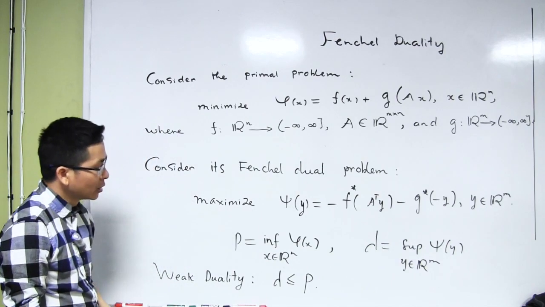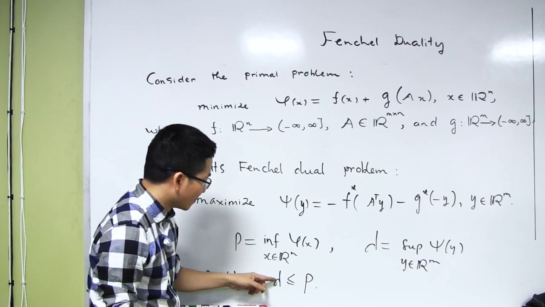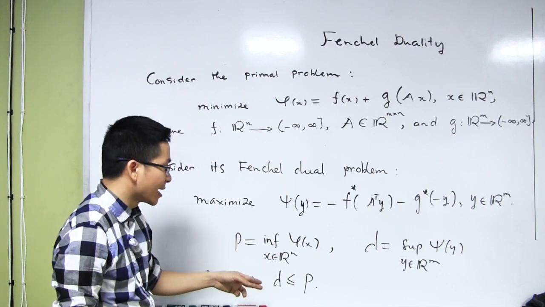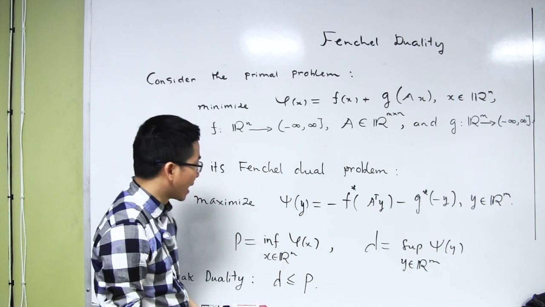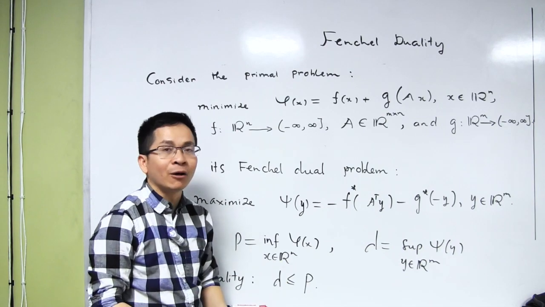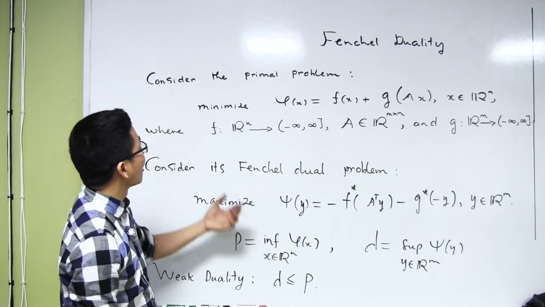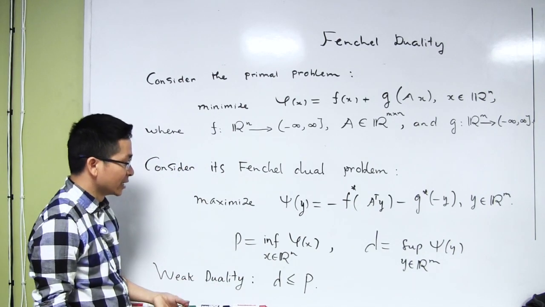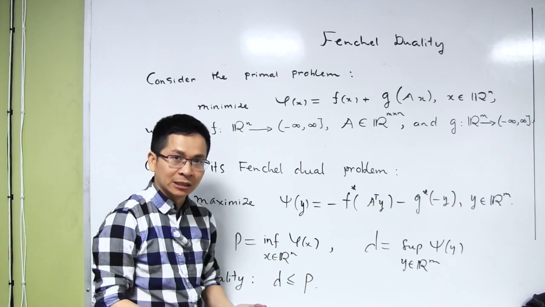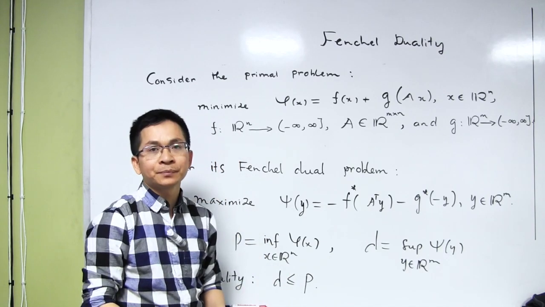And last time we proved the weak duality theorem, saying that the optimal value of the dual problem is always less than or equal to the optimal value of the primal problem, meaning that D is less than or equal to P. And in today's lecture, I'm going to talk about the strong duality theorem, in which we're going to establish some sufficient conditions to guarantee D is equal to P.